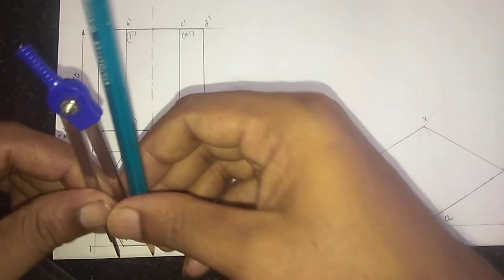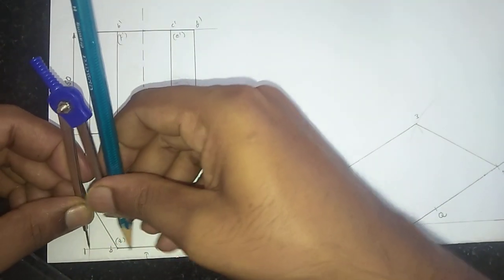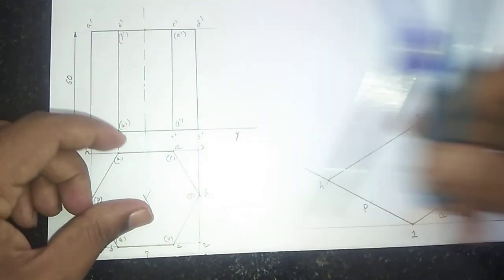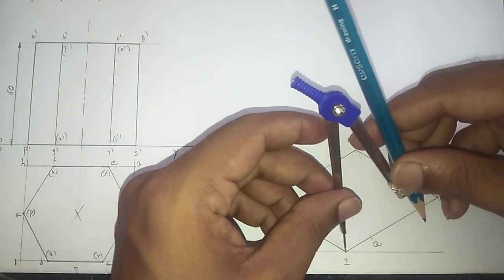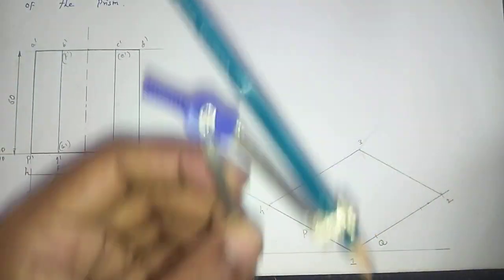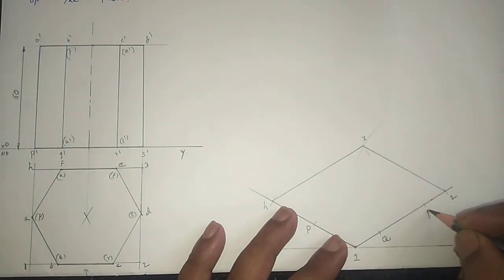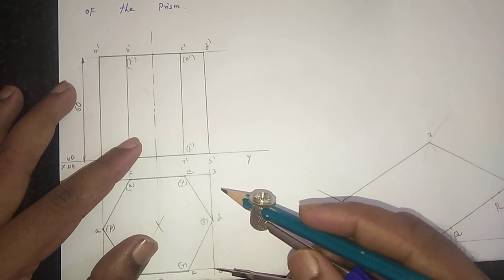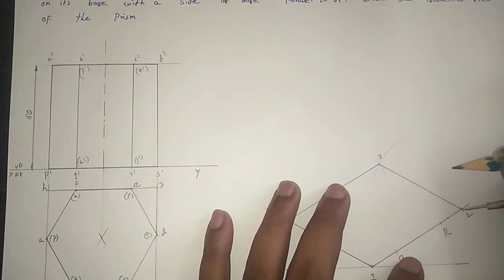And measure the distance between 1 and R in the top view. And R is located on the line 1 and 2. Place the compass at point 1 and mark the point R. And next, S is located on the line 2 and 3. Measure the distance 2 and S on the line 2 and 3.